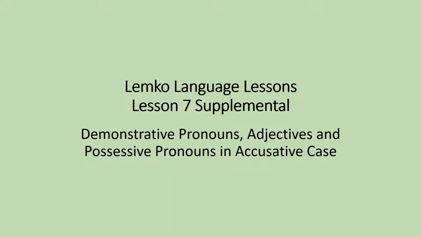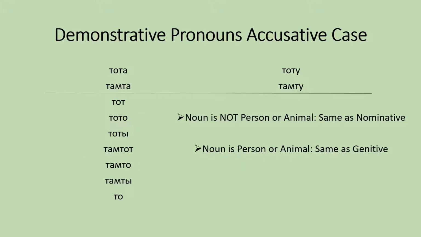Lemko Language Lessons, Lesson 7 Supplemental: Demonstrative Pronouns, Adjectives, and Possessive Pronouns in the Accusative Case. Demonstrative Pronouns in the Accusative Case. Tota becomes toto. Tamta becomes tamto. Tot, toto, toto, tamtot, tamto, tamte, and to all follow the following two rules.